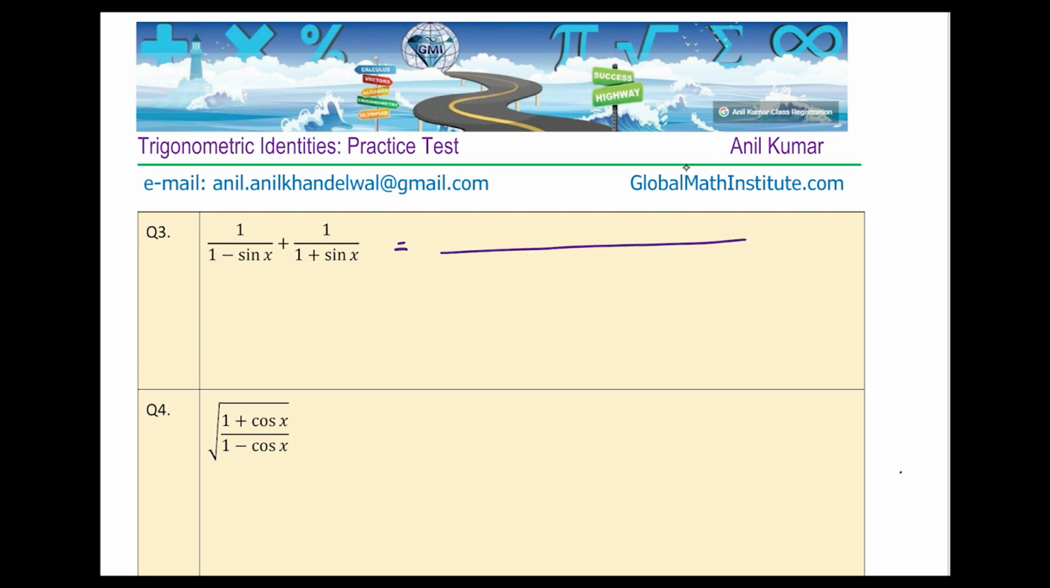So taking a common denominator is multiplying 1 minus sine x with 1 plus sine x. Cross multiply and you get 1 plus sine x plus 1 minus sine x. So that gives you 1 and 1 as 2, sine x and minus sine x cancel. So we get 2 over.